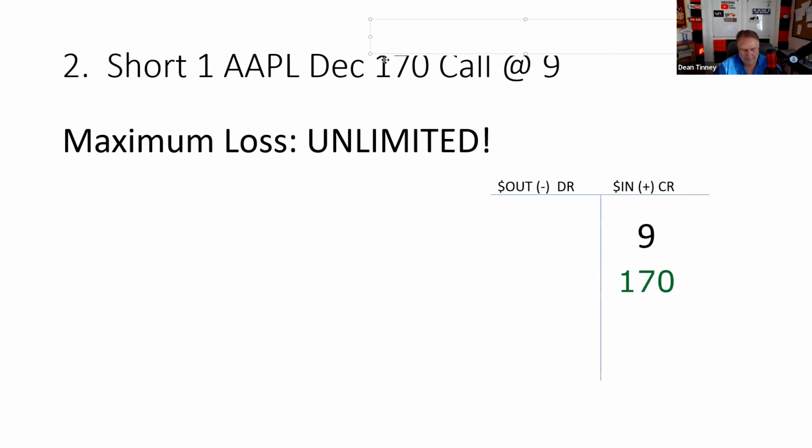Now, be careful here. If you have a 170 call in your account and Apple's 188, are you going to get exercised? The answer is yes. And so you're going to have to go buy the stock at 188 and deliver at 170. And he said, geez, Steve, I lose 18. I go, no, you don't lose 18. You lose 9, because remember, there's 9 already in there.